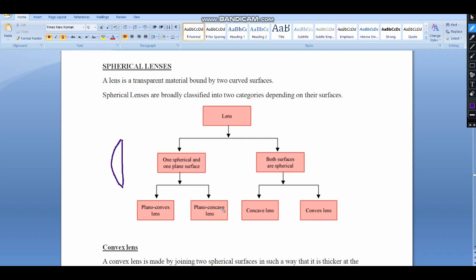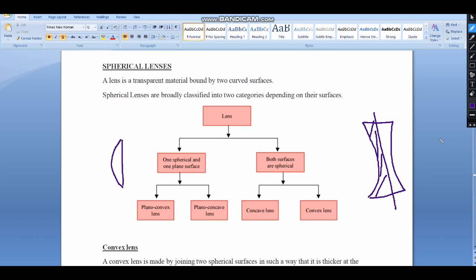And a plano-concave lens is made the same way. First of all, we draw the concave lens, and this one is a concave lens. Just divide this lens into two parts. In this portion, one surface is curved and the other surface is a plane. That is a plano-concave lens.